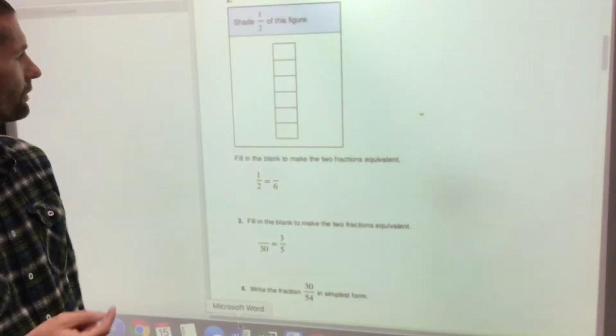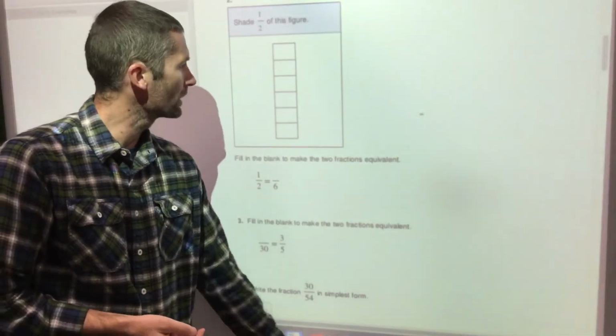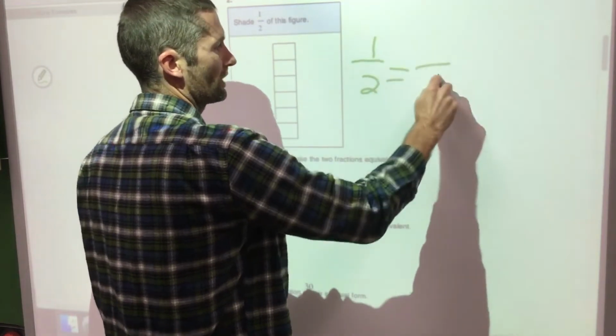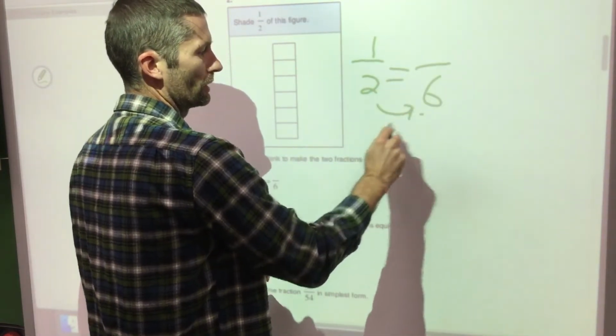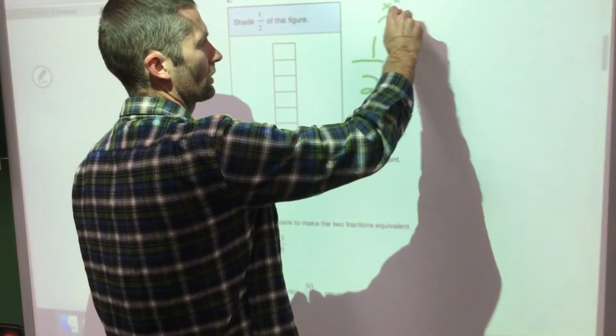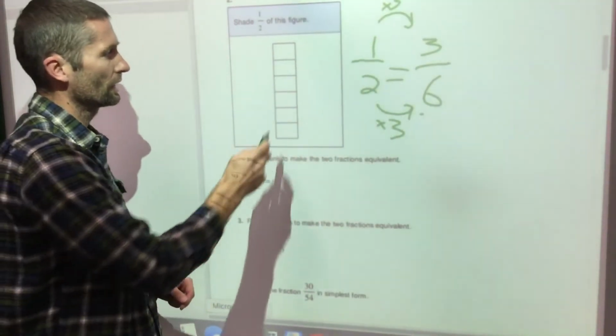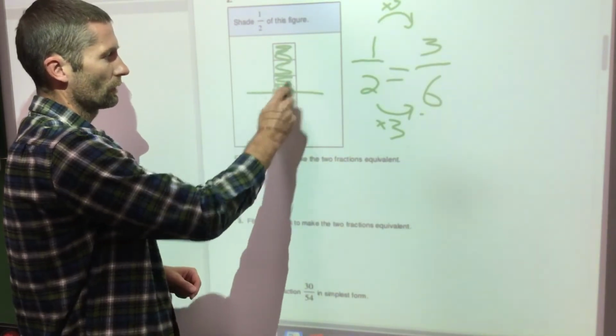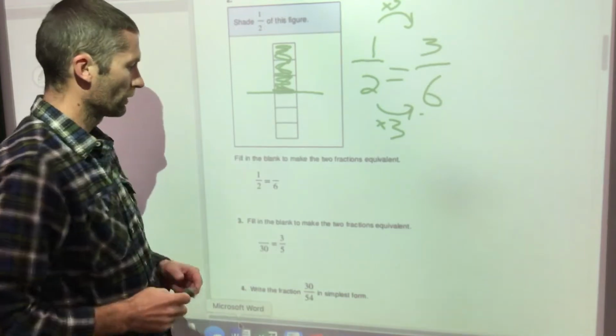Shade 1/2 of this figure. Okay, so we're going to shade half of it. We can see there's 6 pieces. So 1/2 is the same as how many sixths? Well, we're going to do that times 3. 2 times 3 is 6, so 1 times 3 is 3, so we're going to shade 3/6 of it. Or we can just kind of see, well, there's half of it right there. 3/6, 1/2, 1 every 2.